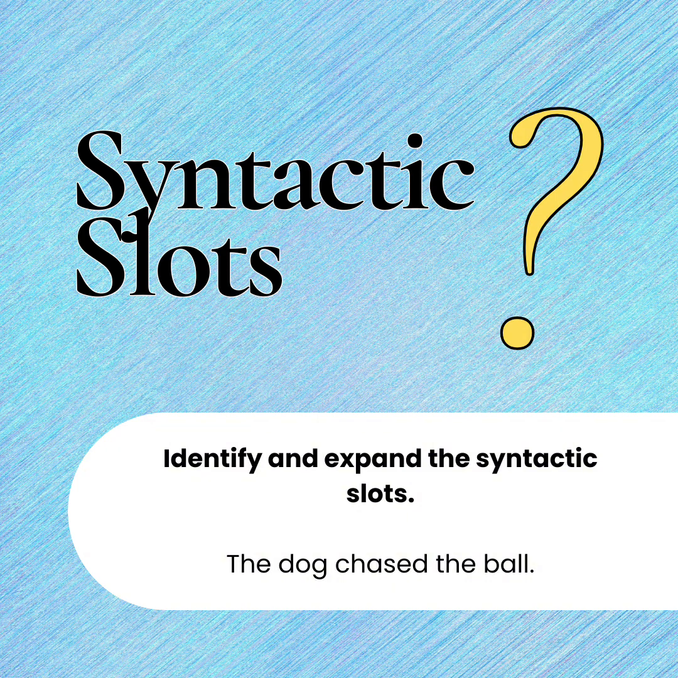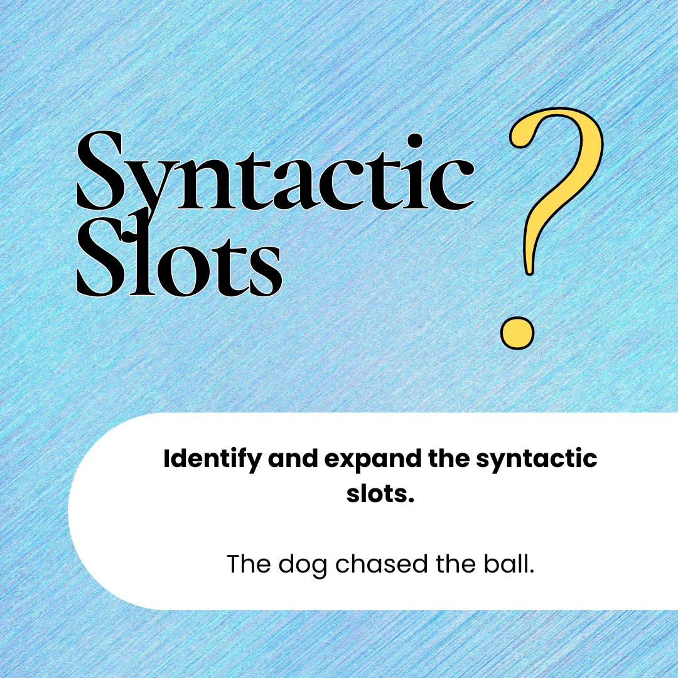For the first one, the dog, we could expand it by saying the excited brown dog, or we could say the neighbor's energetic dog, or we could say the 3-year-old German Shepherd. There's an infinite number of ways to expand the first slot, the dog.